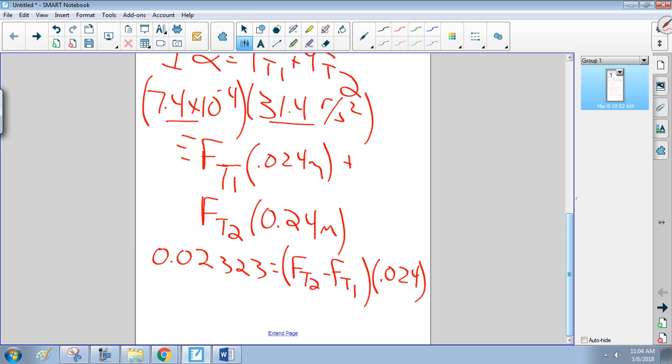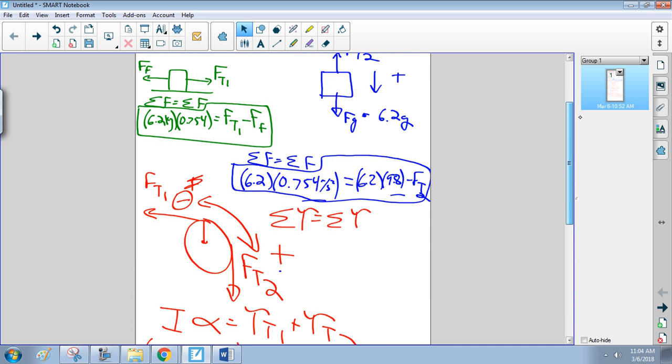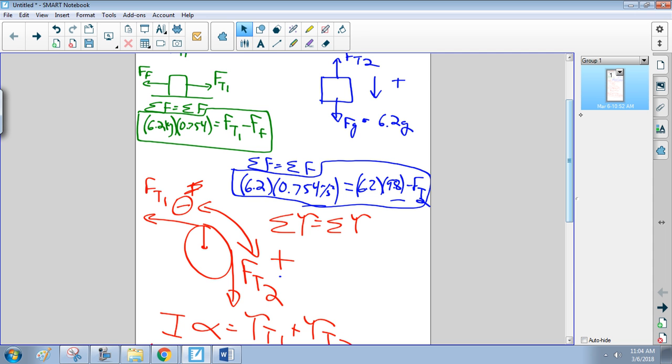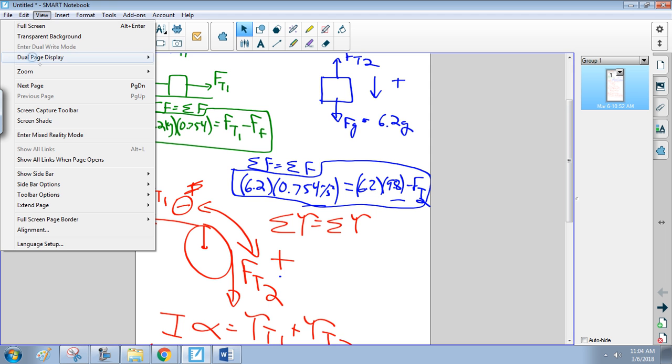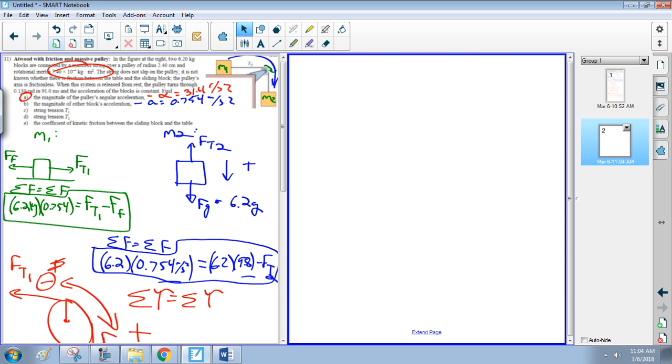So now I've got 3 equations and 3 unknowns. Here's equation number 3. And then here's equations 1 and 2 in red and green. Okay? So from here, basically what we're going to do is solve, right? So I believe, let's see, let's do this. Dual page. All right, so this blue equation I can solve for the force of tension 2, right?